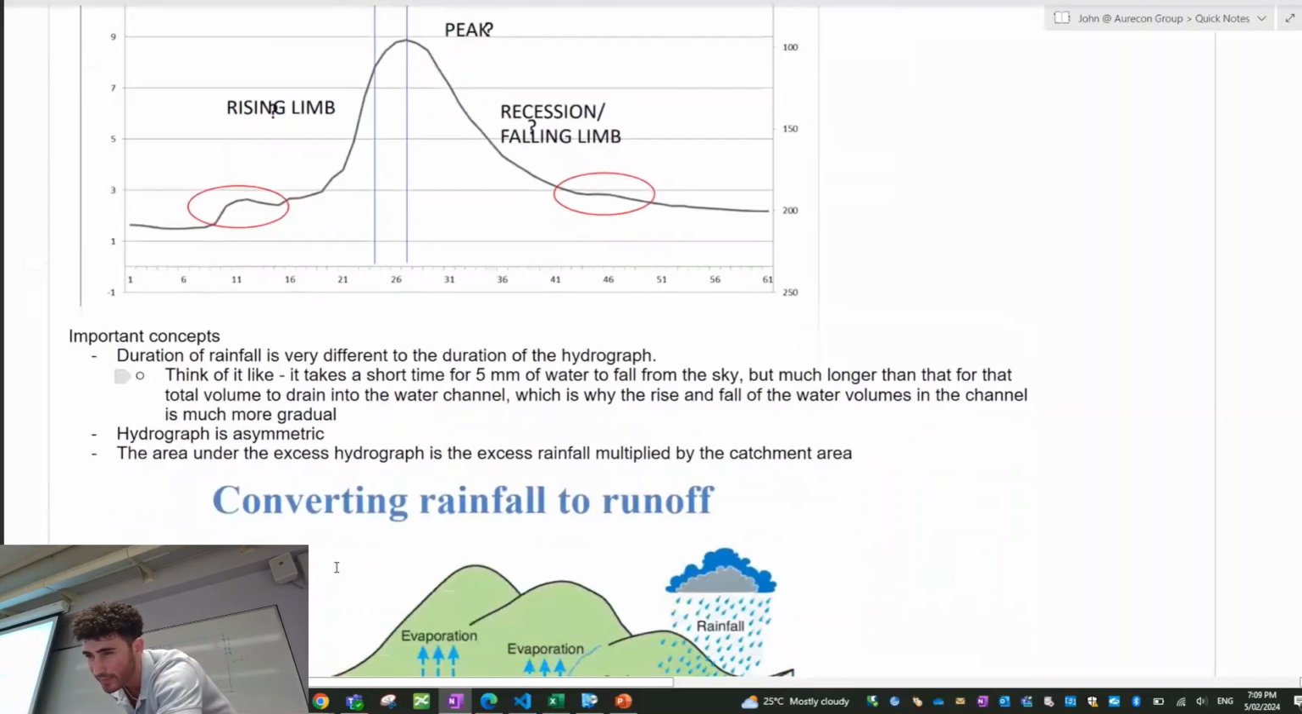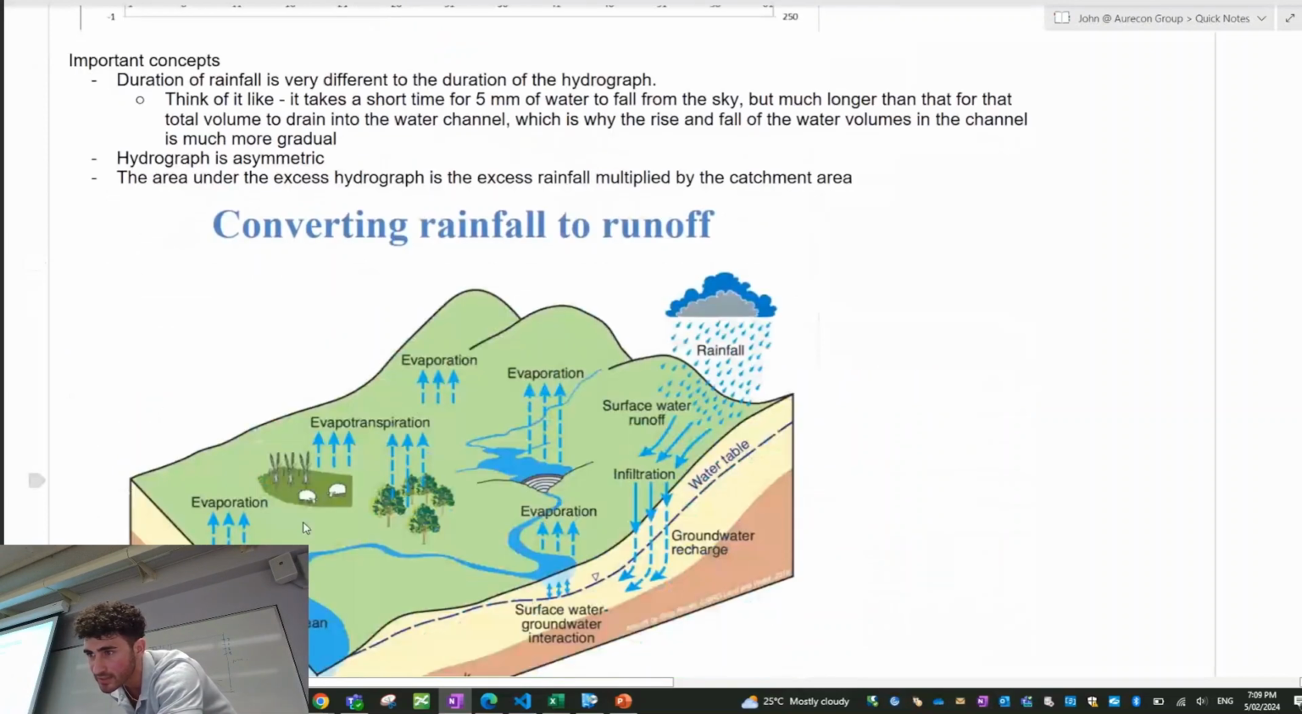Okay, I wouldn't really worry about the last point, because that is the excess rainfall. That's just like a mathsy thing.